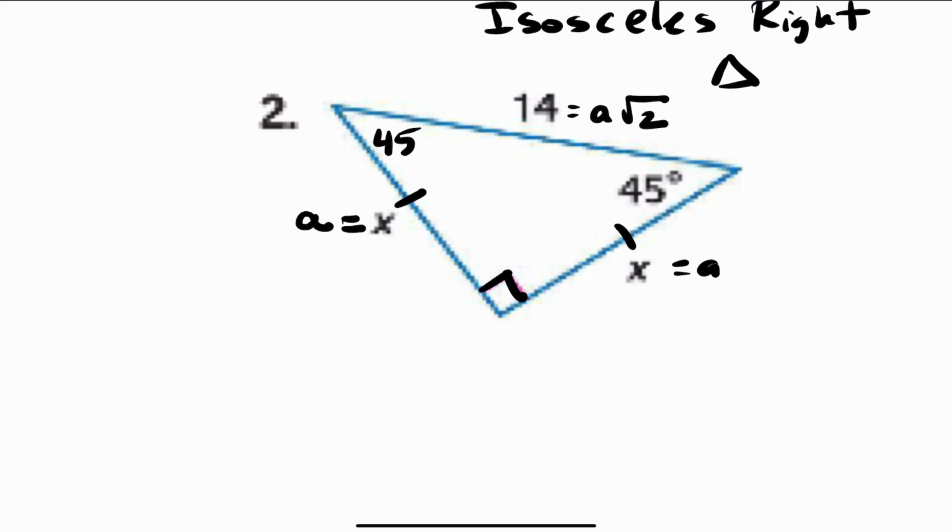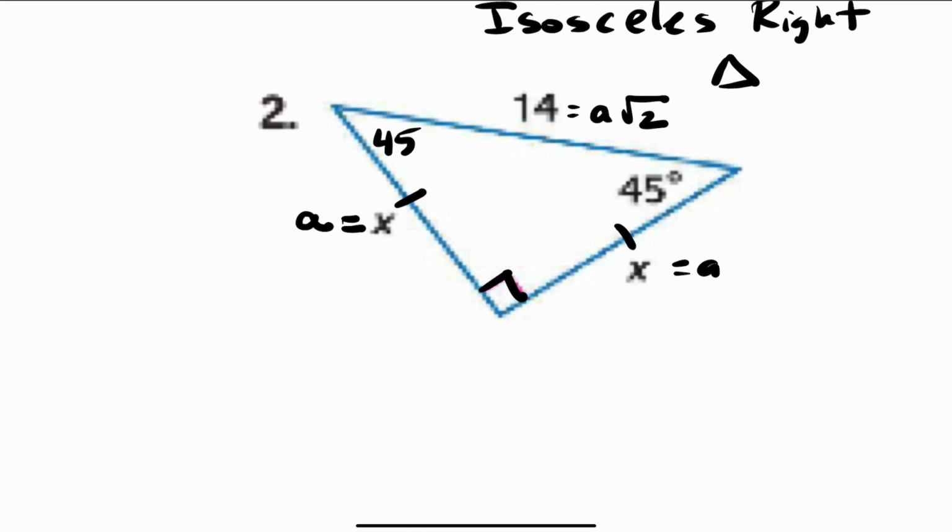Now, note, look at this side here. A is equal to X. You have a variable equal to a variable. This is not going to help you solve the problem because, again, you have a variable equal to a variable. So there's no way you can work with these two pieces of information right now. But if we look at 14 equals A root 2, we have a variable, and that's equal to a number.